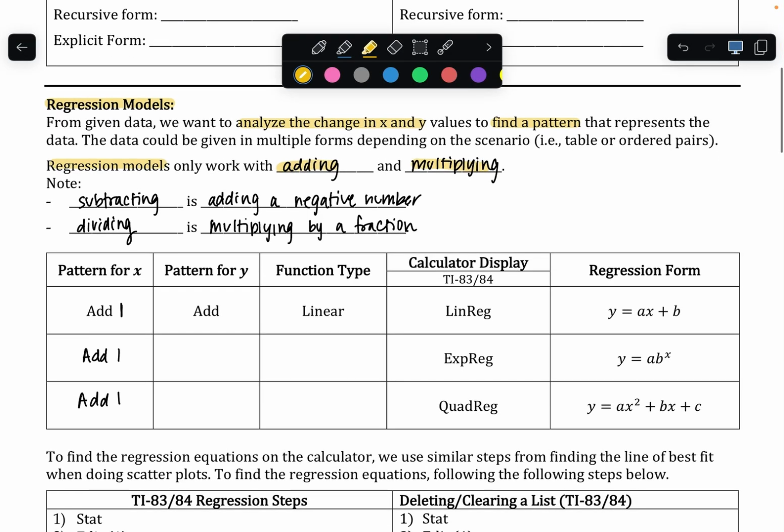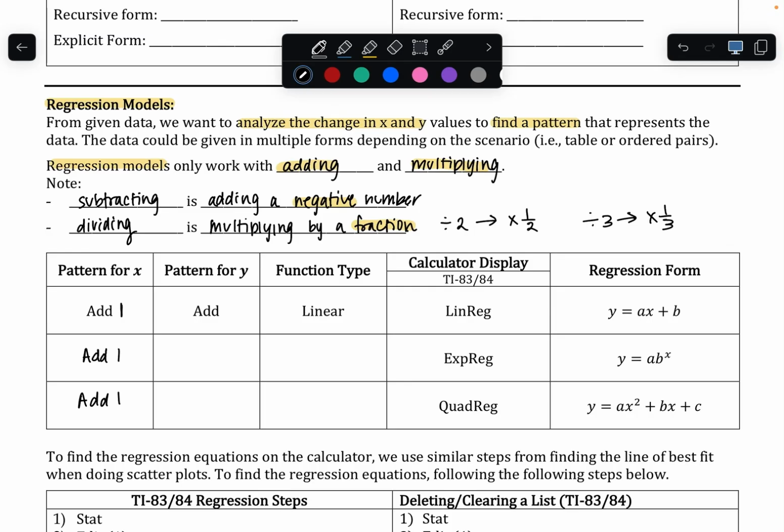If we want to talk about subtracting, we would just view that as adding a negative number. If we wanted to talk about dividing, we would just view that as multiplying by a fraction. And so, for example, if we were dividing by 2, we would just view that as multiplication by 1/2. If we were dividing by 3, we would view that as multiplication by 1/3.